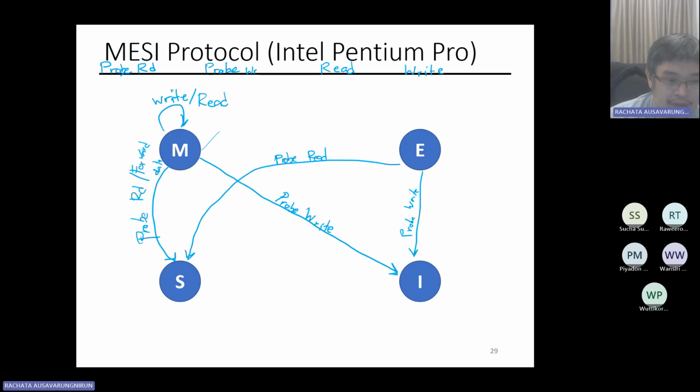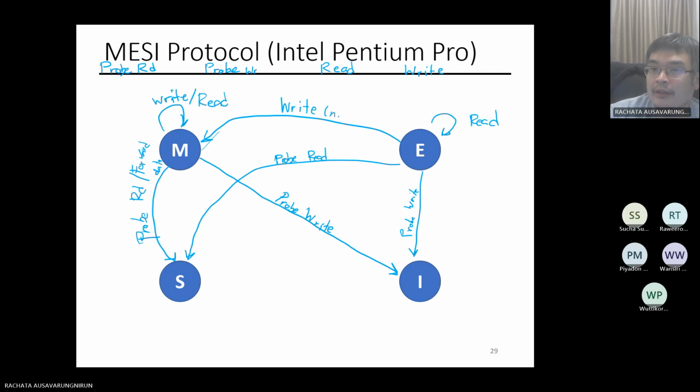If you are in the exclusive state and you read, you stay there. If you're in the exclusive state and you write to it, you silently transition, no communication needed. Right, so this is done internally. You don't have to inform anyone else because you guarantee that that's the only copy. Okay. We are done with the exclusive state.